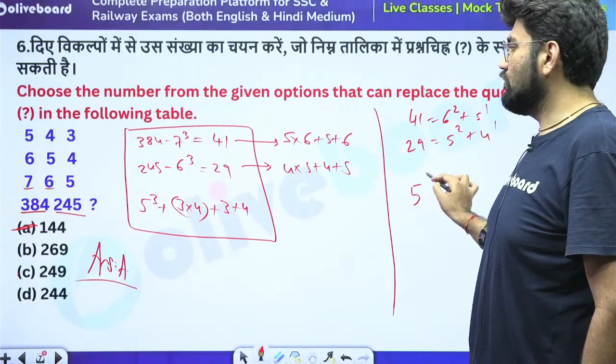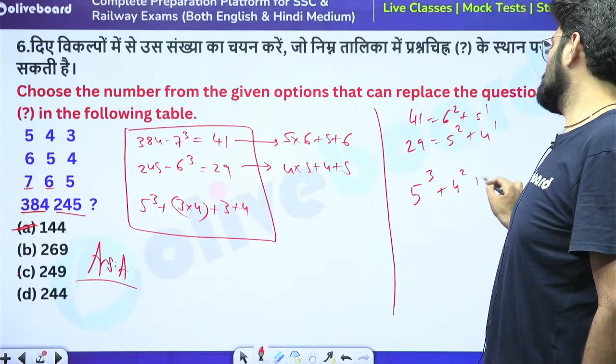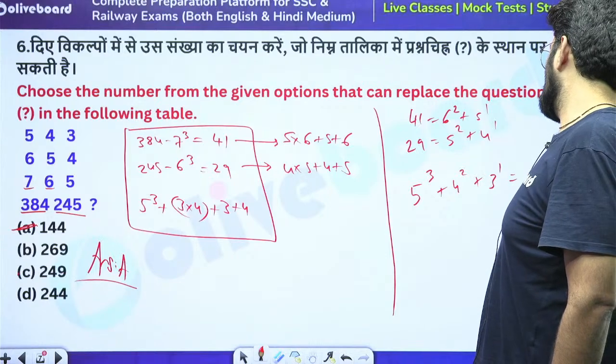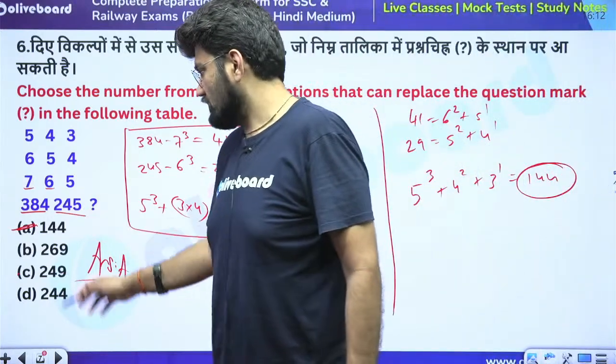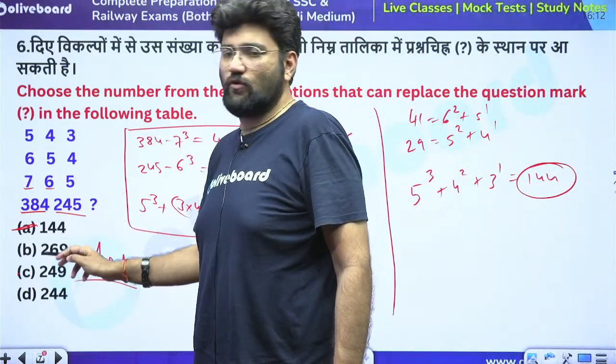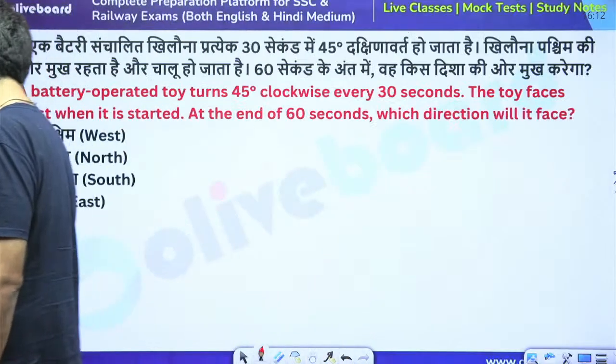It is 5 cube plus 4 square plus 3 raised to power 1, which will be 144. Even if you think it like this, even if you look at the options, closest to 5 cube is 144 only. Right. Next.